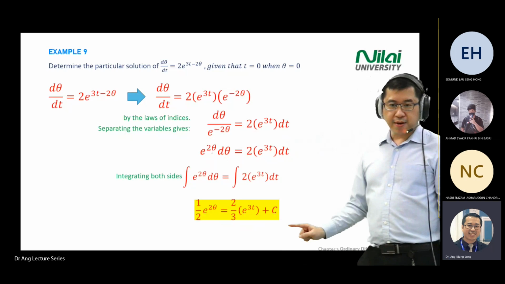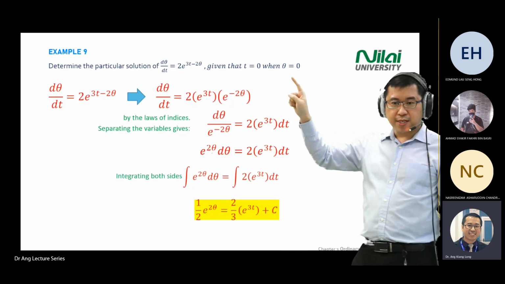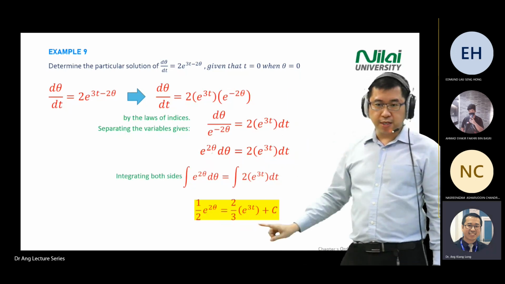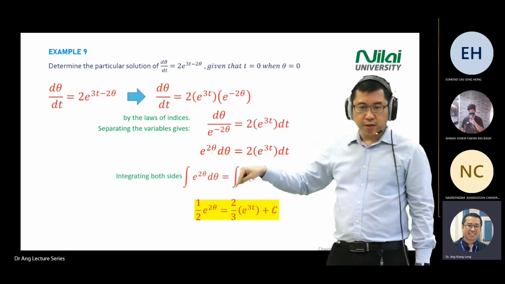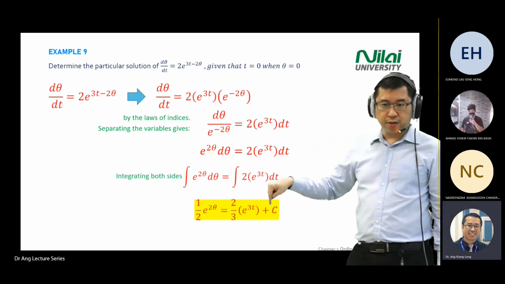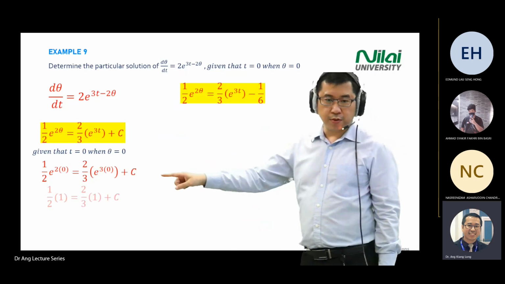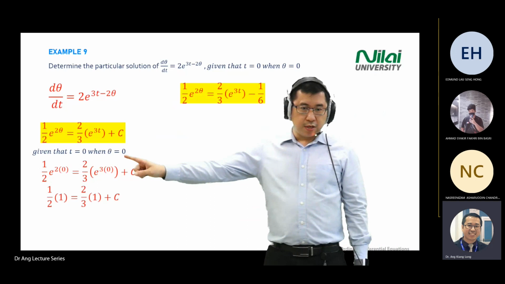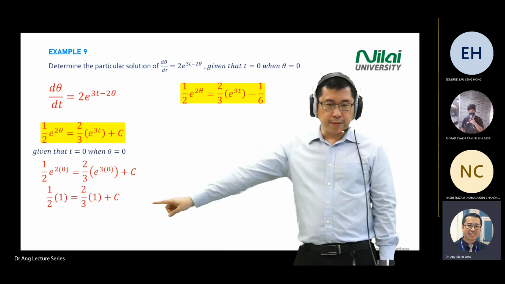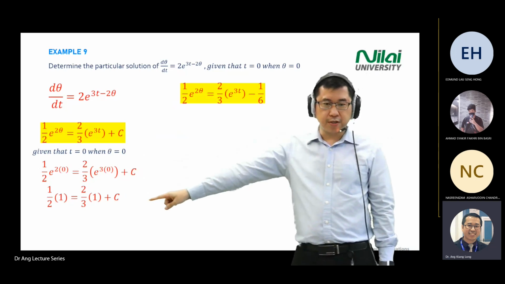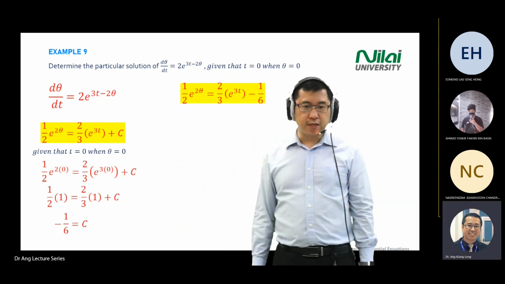Okay, once you get this one, you use the question information t0 theta 0 to solve c, because inside here you have theta, you have t. You substitute 0, 0 here, 0, 0 here, you get your c. Okay, I do the small step for you. E power 0 you get 1, e power 0 you get 1. Simple mathematics, addition, division, subtraction. You get negative 1 over 6 equal to c.